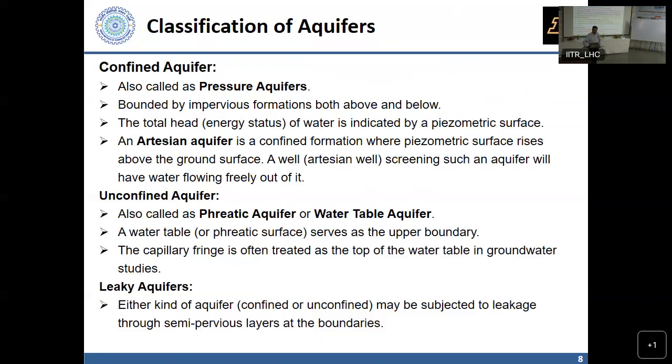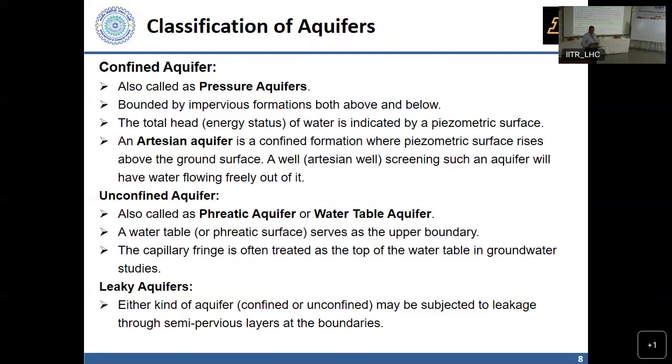Unconfined aquifer, also called a water table aquifer or a phreatic aquifer, because the water table surface is sometimes called a phreatic surface. So for unconfined aquifers, the top of the aquifer has to be a free surface. That is going to serve as the upper boundary. The capillary fringe, like I said, is often treated as the top of the water table in groundwater studies. If you really wanted to be particular, you could decide what you want to do with it.